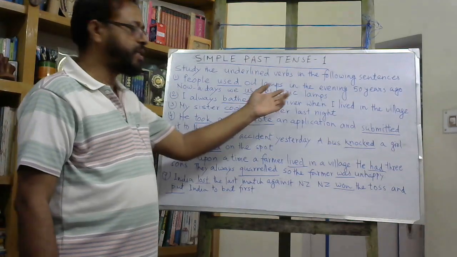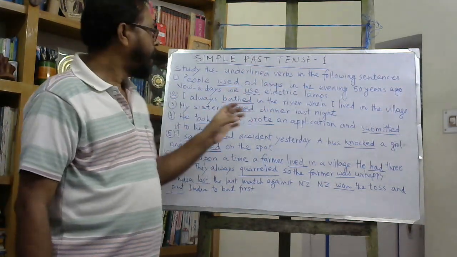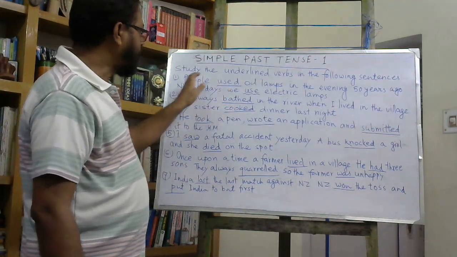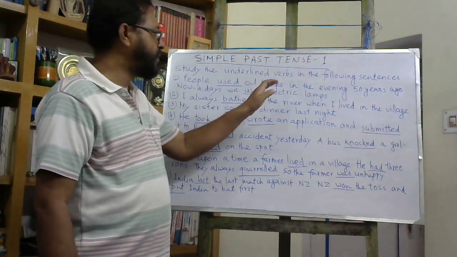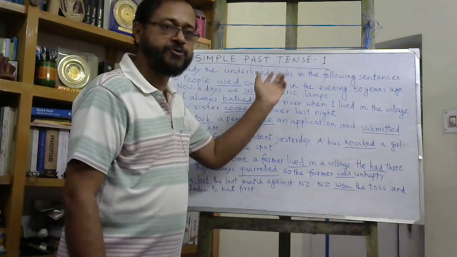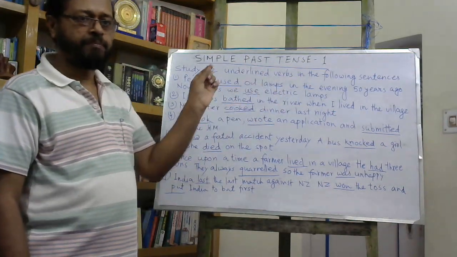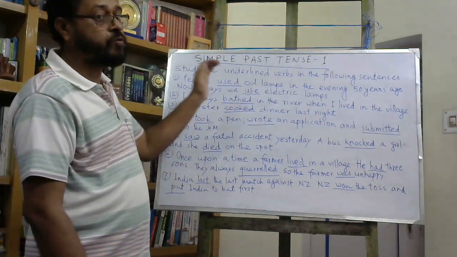Nowadays we use electric lamps. This is simple present, nowadays is there. So here we have used simple past to talk about a past event, past history. To talk about a past event. So simple past tense is used to talk about a past event.